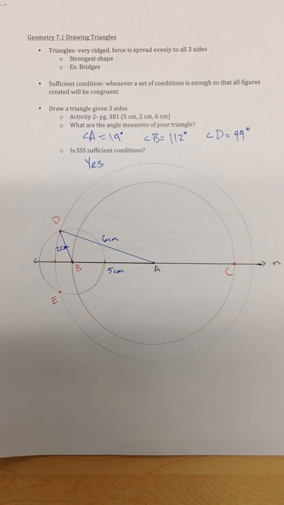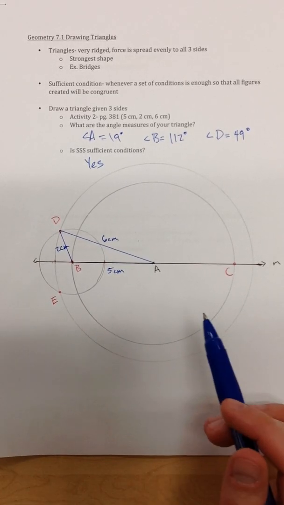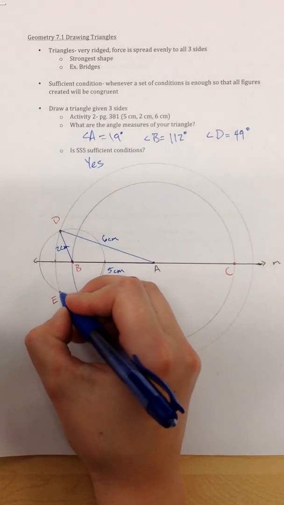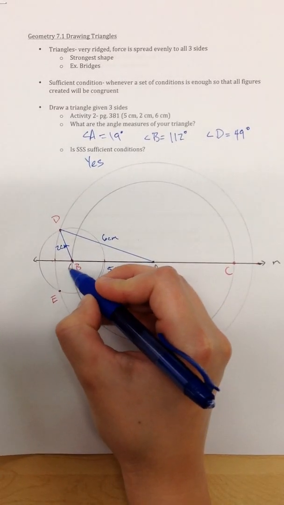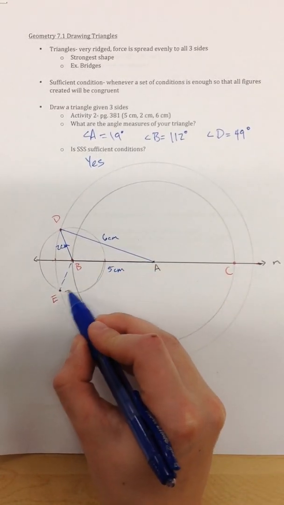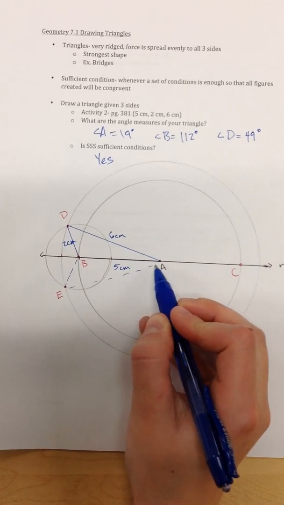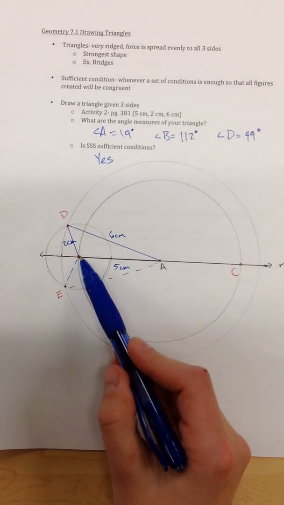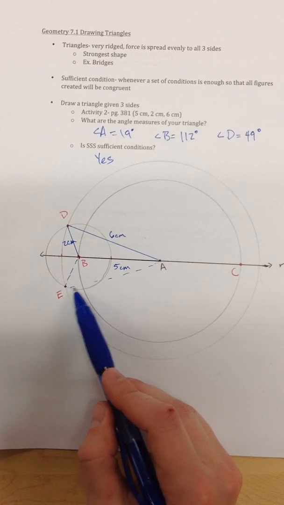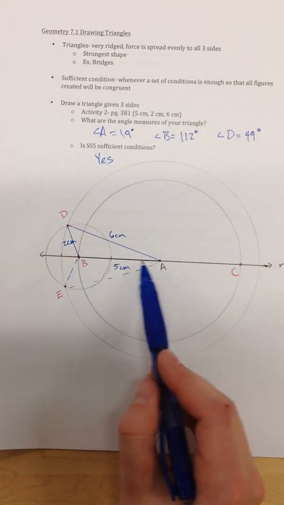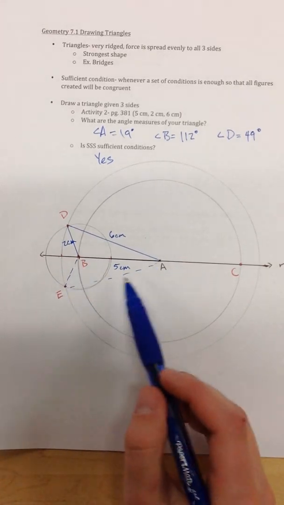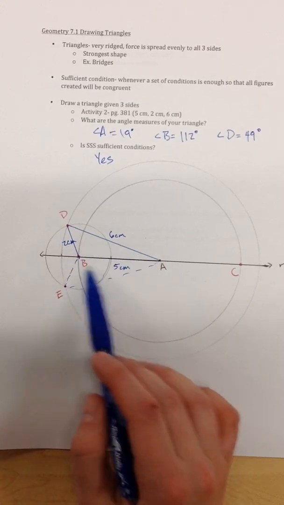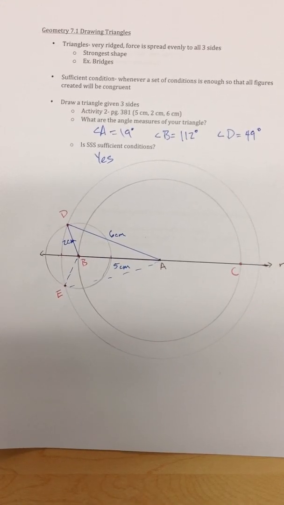If you did need to make another triangle off of this picture here, you could have also connected out to point E here. So if I would have connected there and then connected back to there, that would also be a 2 centimeter side, a 6 centimeter side, and then the same 5 centimeter side. So that would be another one that would basically be congruent to that one there. Okay?